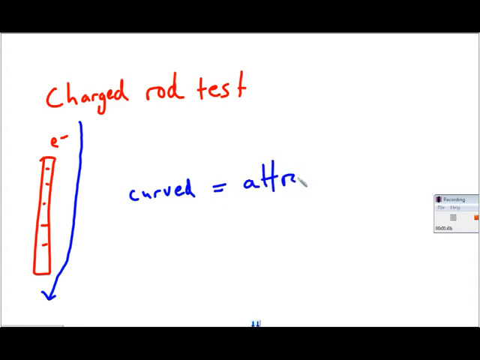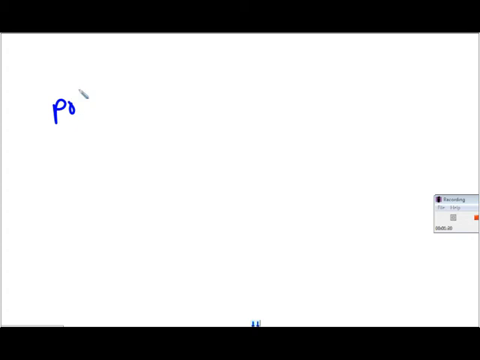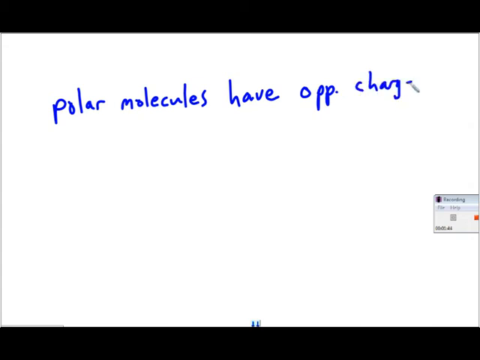And so we saw that 3 of our liquids did curve towards the rod. 1, hexane, did not. If it did not curve, that means it's not attracted. And so if we get into what is a polar molecule, what is a nonpolar molecule, we have some definitions here. So for something to be polar, a polar molecule has oppositely charged ends.